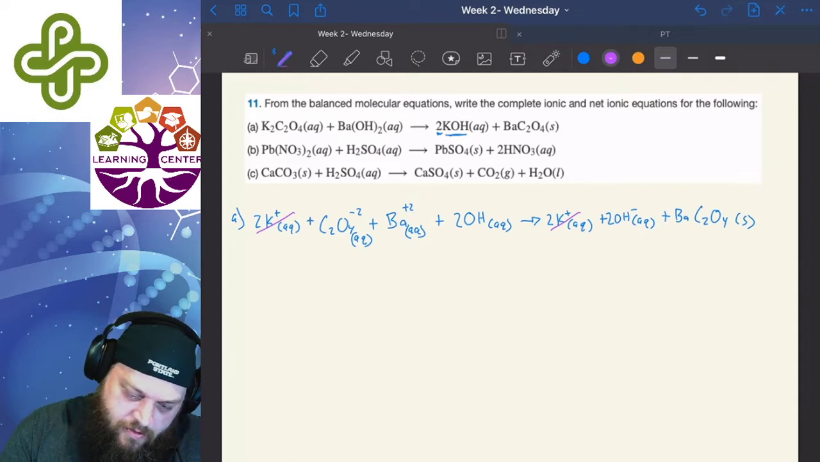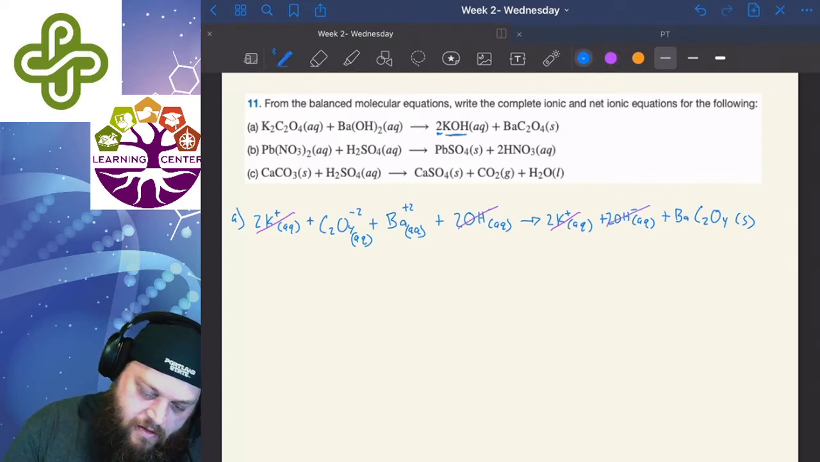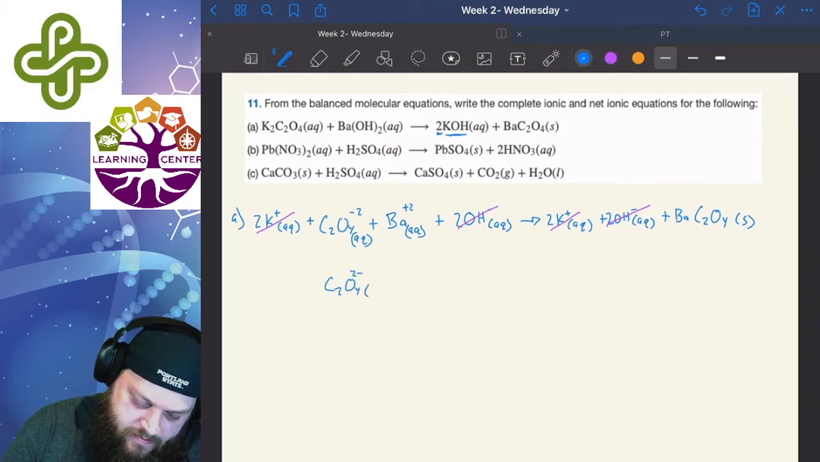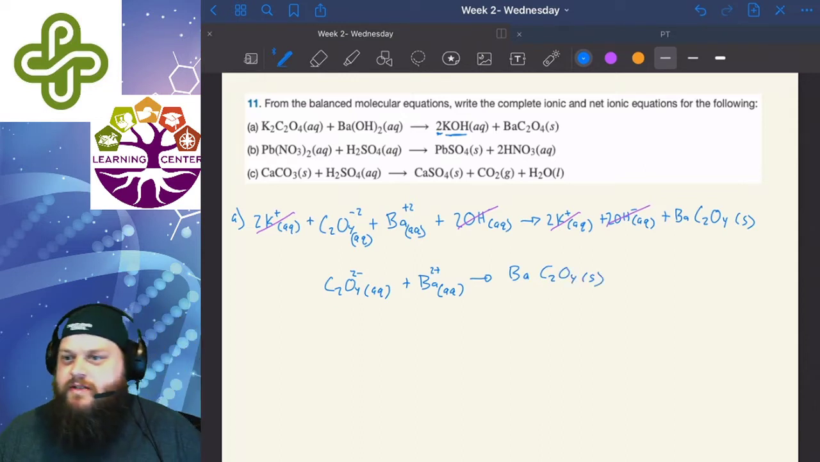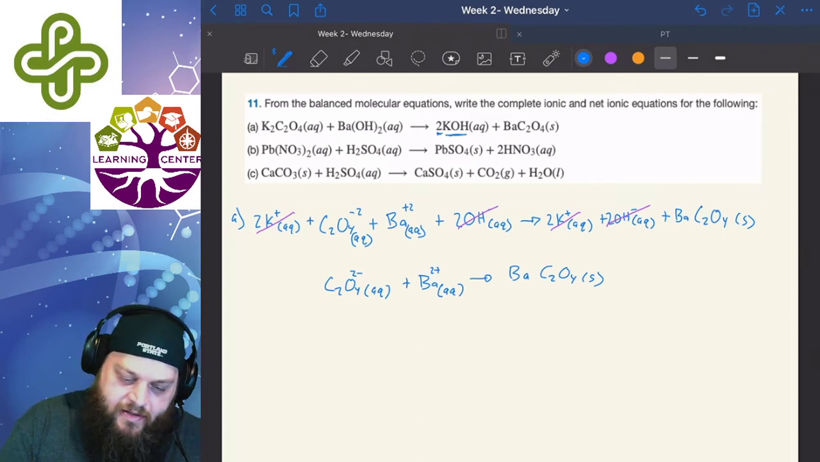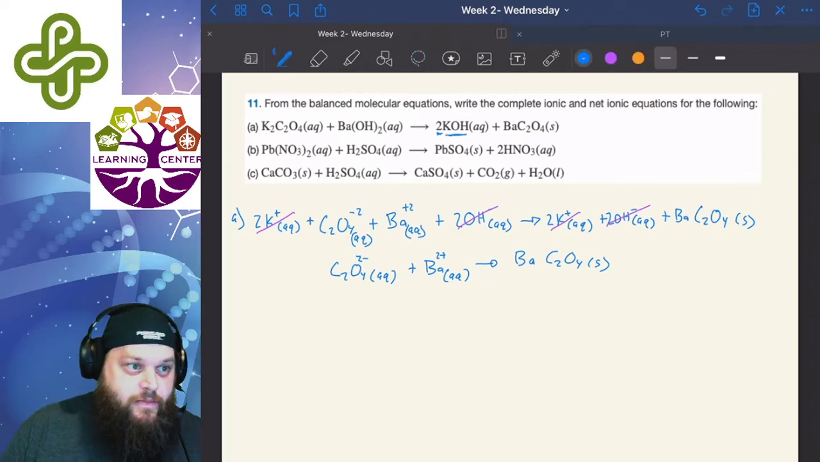The same is true for my hydroxides. They're on both sides of that equation as well. What's really left over is C2O4 2 minus aqueous plus Ba 2 plus aqueous producing BaC2O4 solid. So that's the real reaction that's going on there. The rest of it, they're just spectators. They're floating around in solution. They happily stay in solution, and there's no trouble.